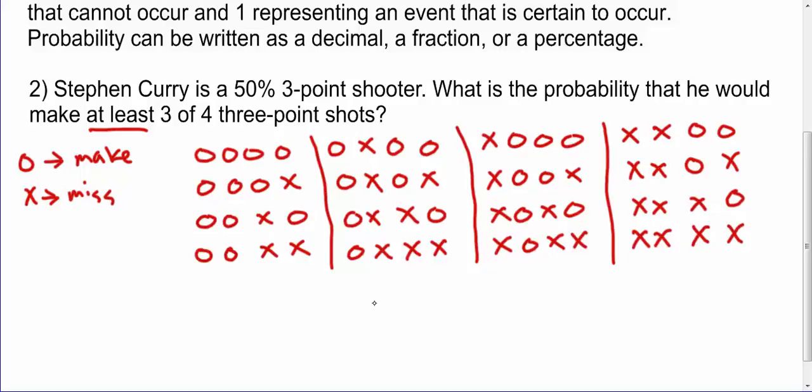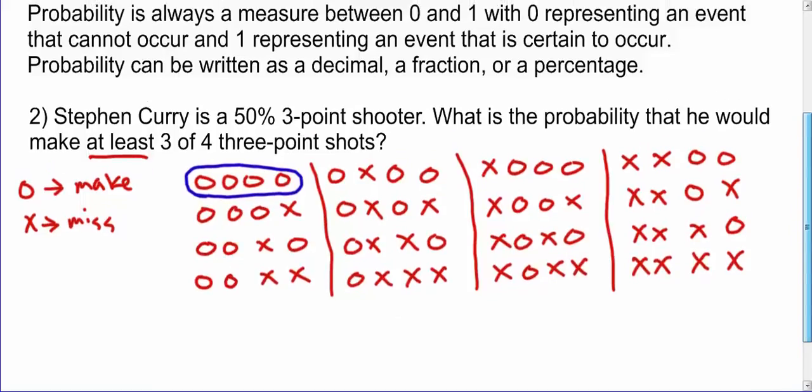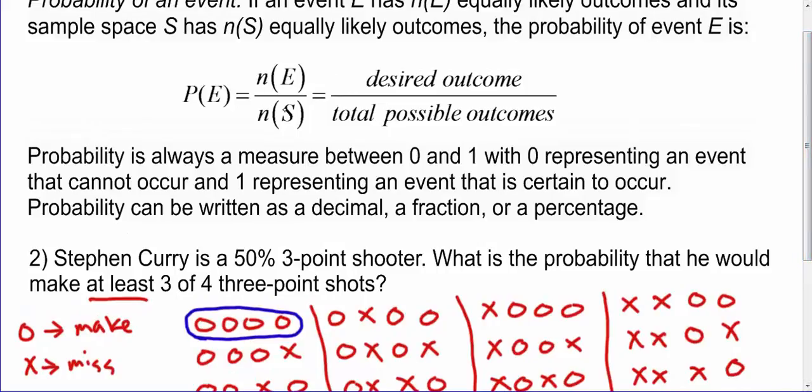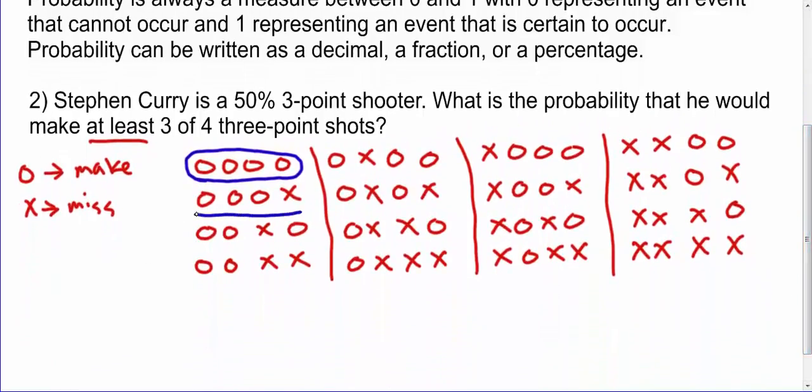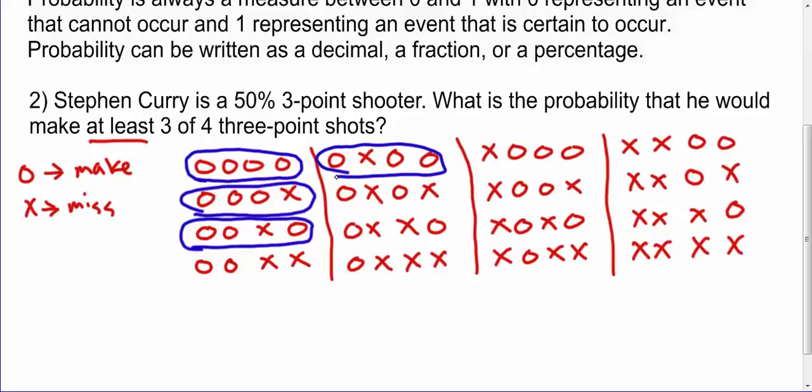All right. So the question says, what is the probability that he would make at least 3 of 4 3-point shots? Well, the first thing we have to realize is, like for example, this group that I'm circling right here of 4 makes represents one event, okay, one possibility. So if we're thinking of it in terms of probability, that is one possible outcome. Now in this particular case, the one I circled is also part of the desired group, and I'm going to go through and find all the ones that have him making at least 3 shots. And that would be it right there.